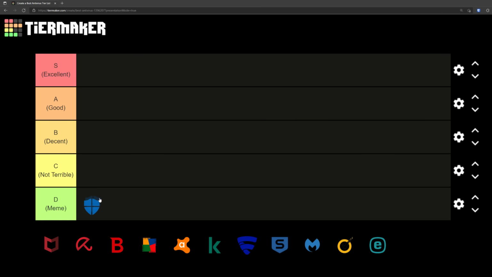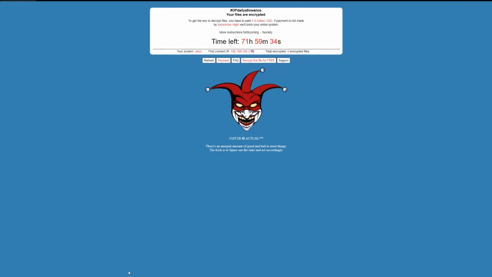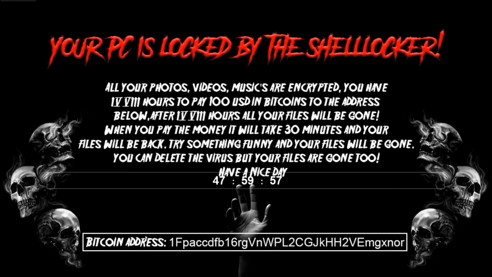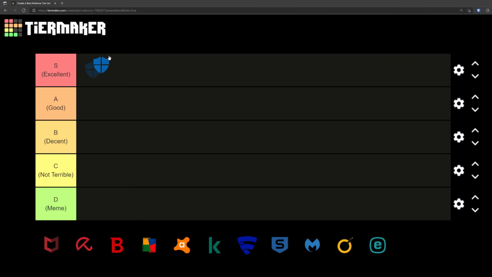So first off, Windows Defender. I think this is the one that a lot of people will vary in their assessment of. I think back in the Windows 7 days, I would have called this a meme, but it has improved significantly with Windows 10 and 11. Some people think it's up here, but if you've been watching the channel and you've seen our ransomware tests, that is far from the truth. So I'm going to put it at C, or not terrible, and I think this is a good baseline.